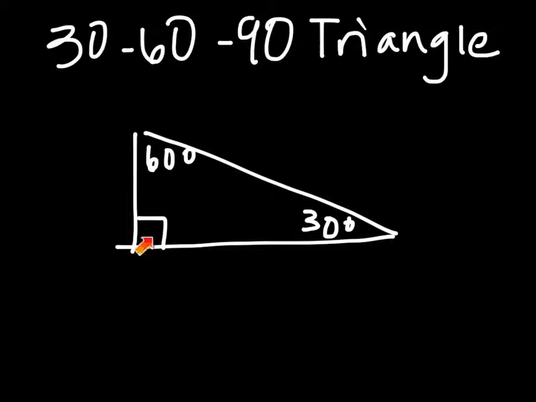Okay, we have another special triangle, and it's called our 30, 60, 90 triangle. And again, it's another right triangle, but we now have another angle that's 30 degrees and another angle that's 60 degrees. So in this right triangle, we have three sides that are all three different lengths.